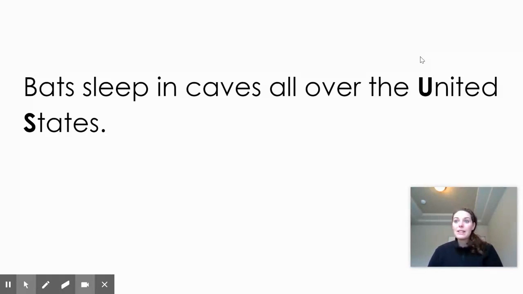Some of you may have noticed that the word bats is also capitalized. But the reason why that word is capitalized, can anyone guess? Is because it's at the start of a sentence. The first letter of every sentence is always capitalized, even if it is not a proper noun.